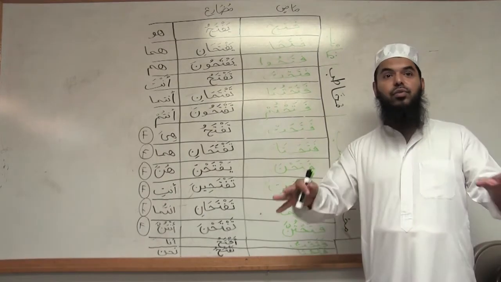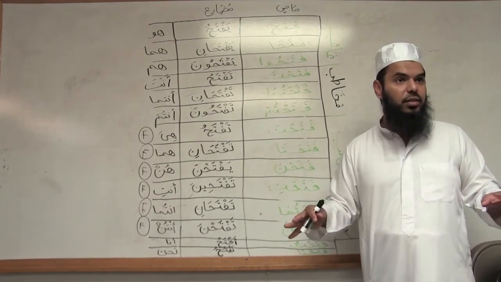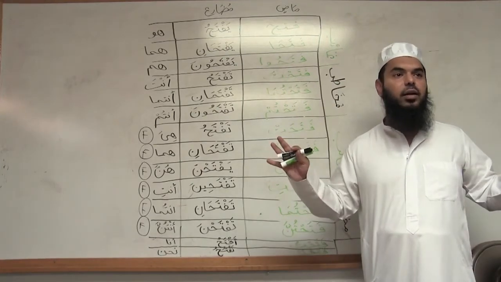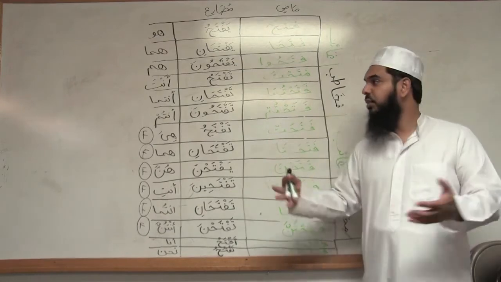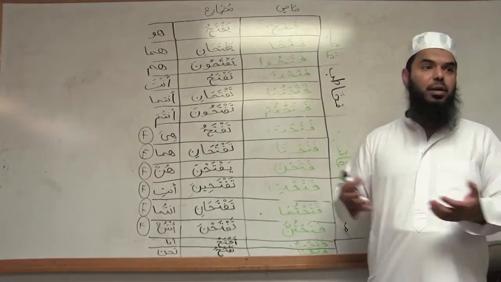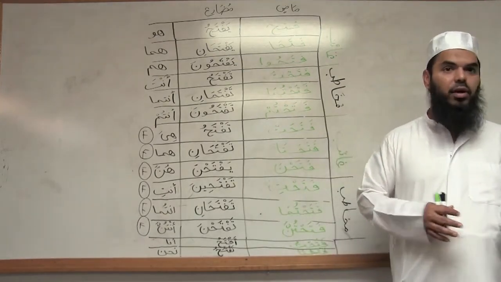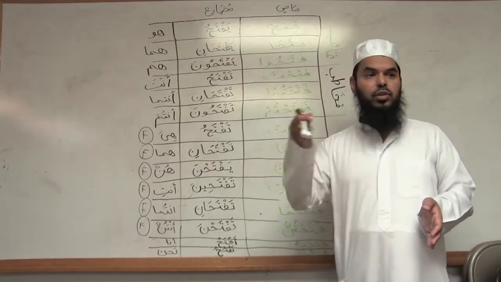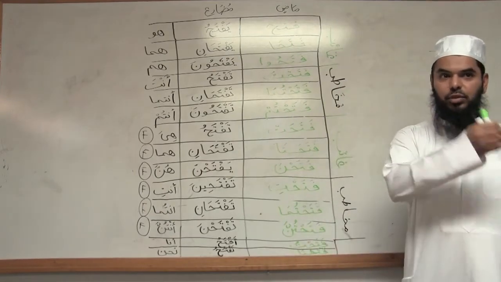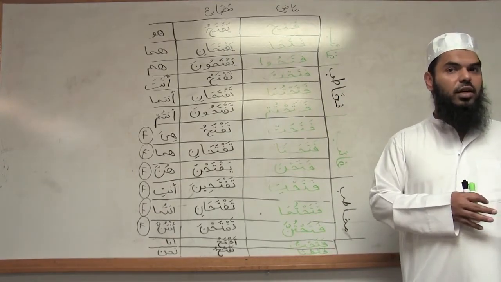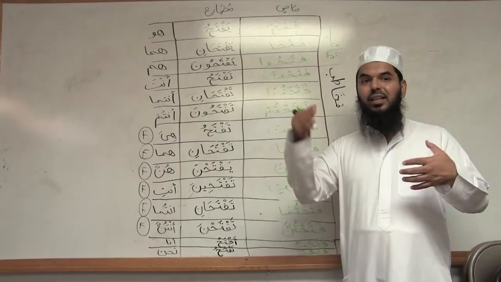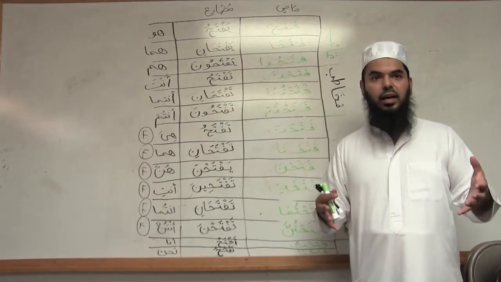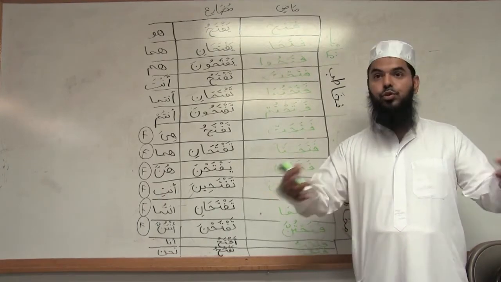You know, every one of you should know all the marfu'at, all the mansubat, all the majrurat, all the tawabi' by heart. Every one of you should have the basics of how to make jam'a taksir, mudhakkar salim, muannas salim. We covered that. Every one of you should be able to understand fi'l mudari', fi'l madi, fi'l amr, fi'l mustaqbil, and how they change. Right? Every one of you should be able to make some level of i'rab, looking at all of what you have learned, inshallah ta'ala.